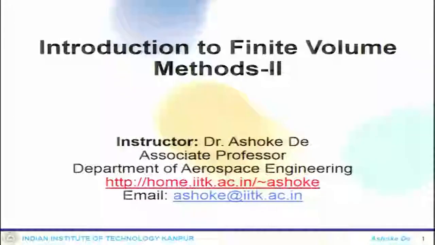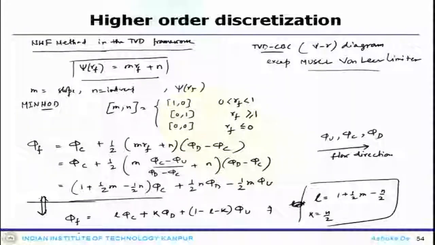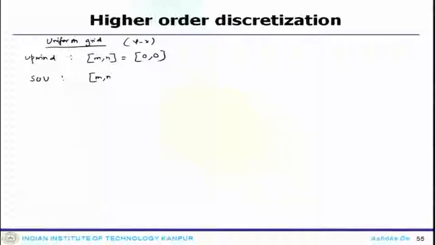Okay, so welcome to the lecture of this finite volume method. Now, for different schemes, what are the values of this? Again, this will be on a uniform grid, and what you get on the uniform grid is the psi-r diagram. Then the upwind scheme has m and n equal to 0 and 0, the second order upwind scheme has 1, 0, and the central difference scheme has m, n equal to 0, 1.